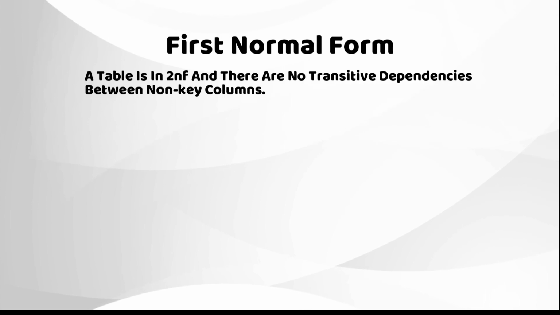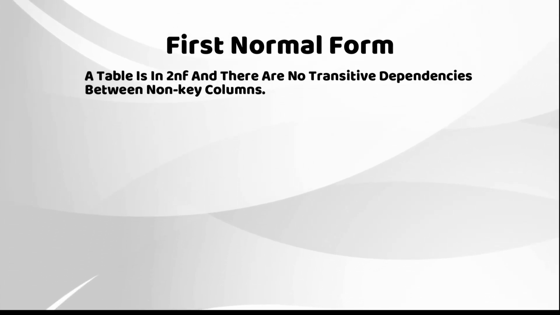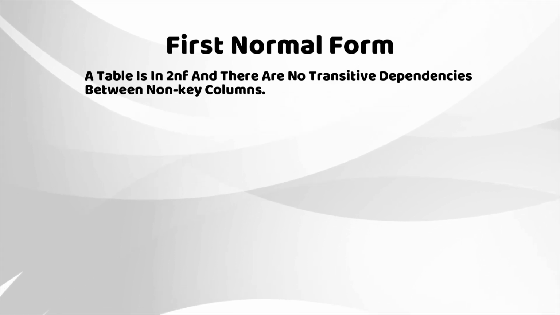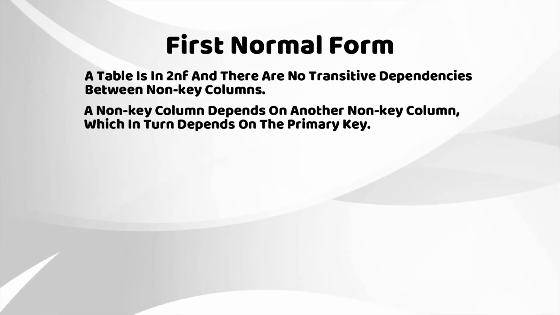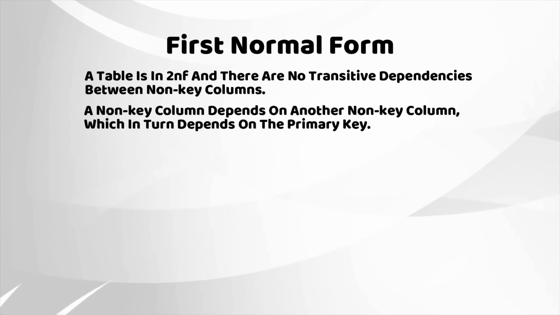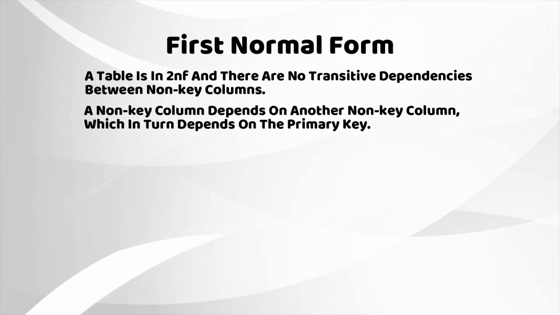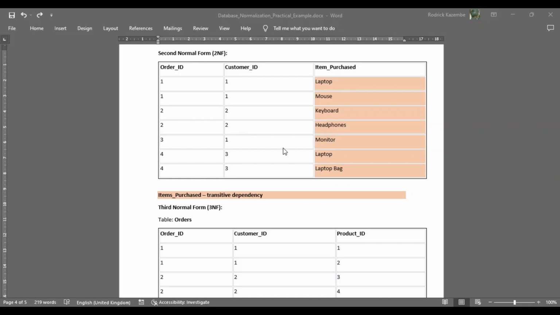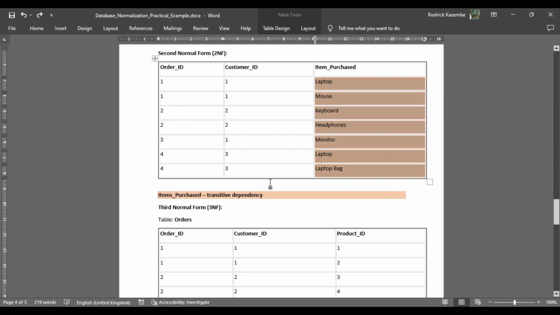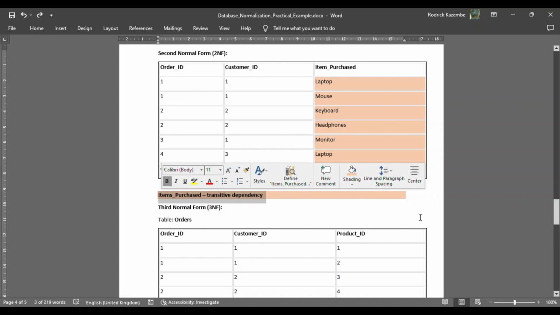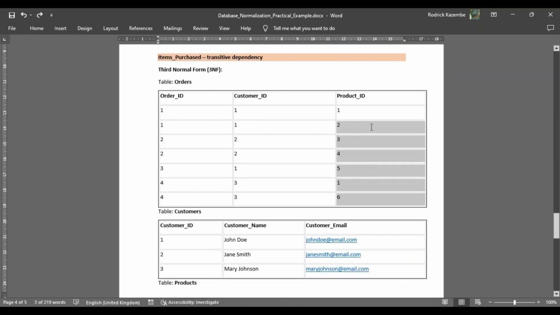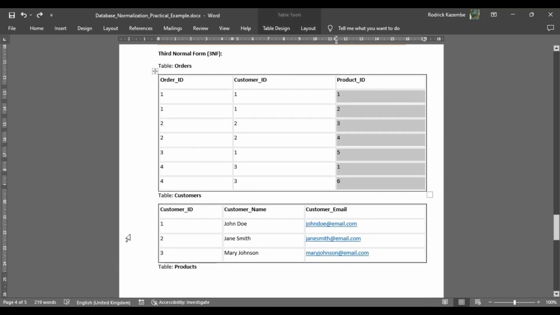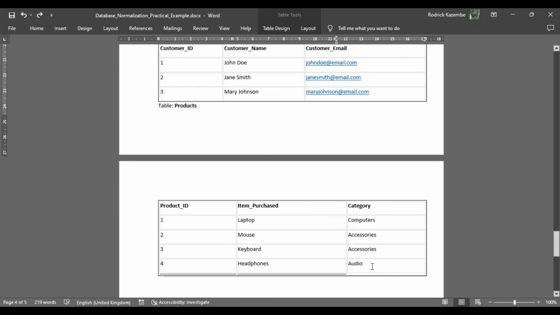Third normal form, or 3NF, is achieved when a table is in 2NF and there are no transitive dependencies between non-key columns. A transitive dependency occurs when a non-key column depends on another non-key column, which in turn depends on the primary key. In this example, we will transform a table in 2NF into 3NF by eliminating transitive dependencies and creating new tables to store the dependent data.